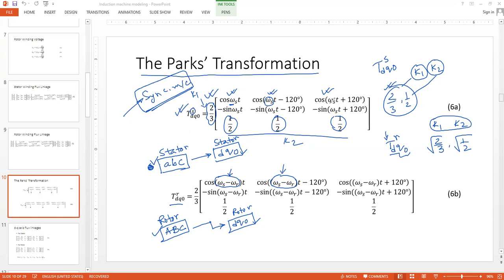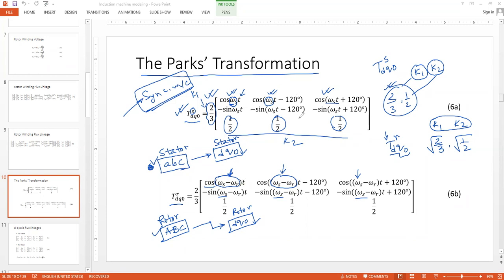And a similar kind of observation can be made for each of the entries. Other than that, most of the entries are actually identical. So let's say this is the angular speed within the bracket, then the first element for T dq0s is cosine of some angular speed value multiplied by t. So similarly here we have the cosine, then some angular speed multiplied by t.